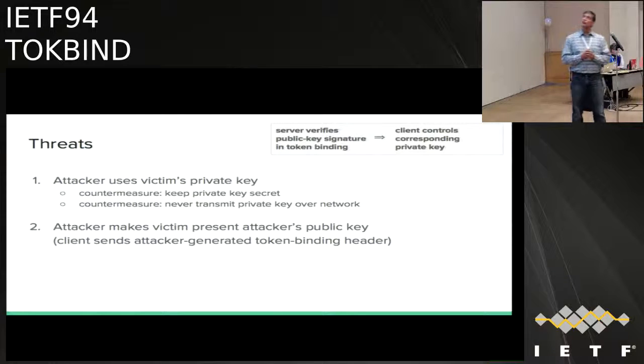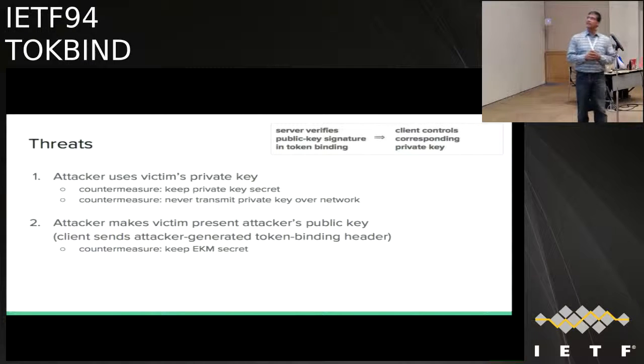Next slide, please. To protect the victim's private key, there's basically two key countermeasures. One, keep the private key a secret, and ideally we might want the private key to be backed in hardware, so it's actually not possible to be exfiltrated from the device. The second is we don't transmit it over the network. So if there's a man in the middle in the network, it'll never see the private key. Next slide, please.